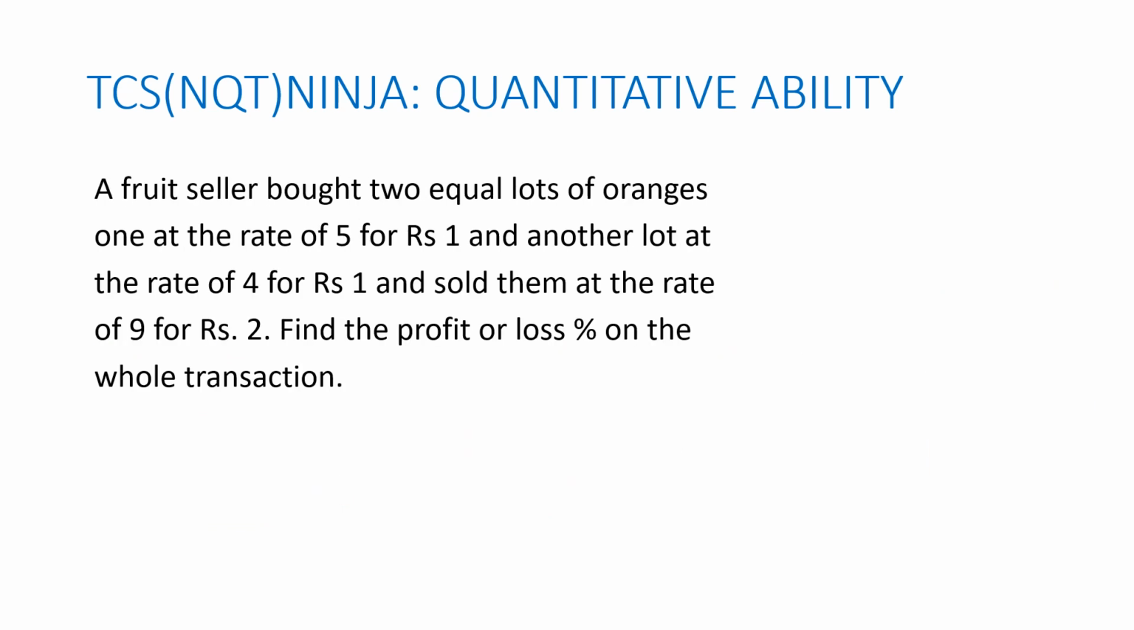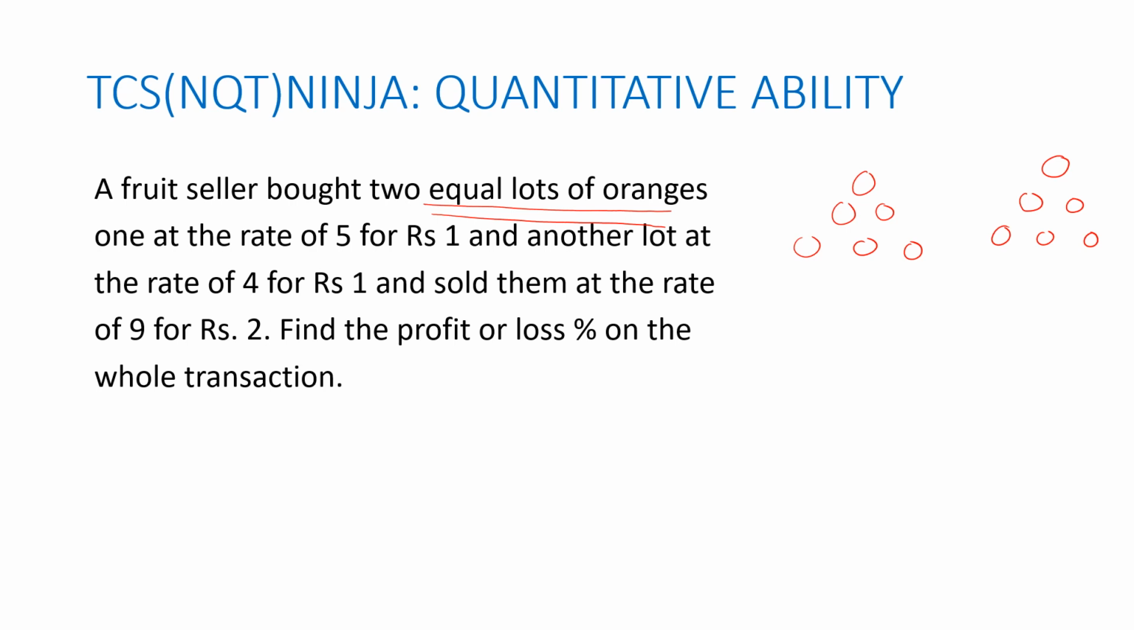Okay, a question on profit and loss. So what does it say? There is a fruit seller and he bought 2 equal lots of oranges. Please mark the words correctly. He buys 2 equal lots of oranges. Okay, let me just show you over here. This is one lot and this is another lot, but in quantity they are same. One at 5 for rupees 1 and another at 4 for rupees 1.